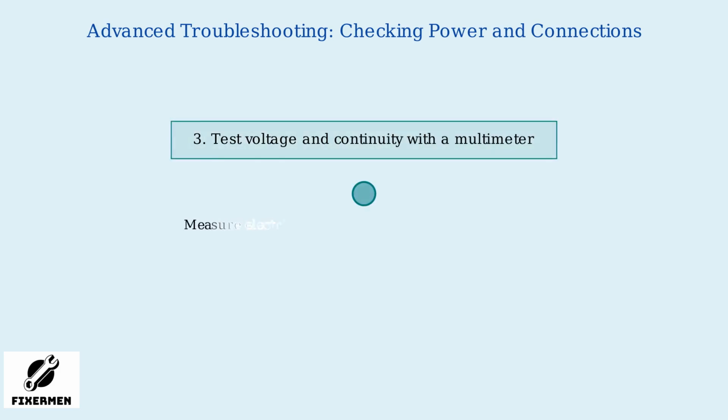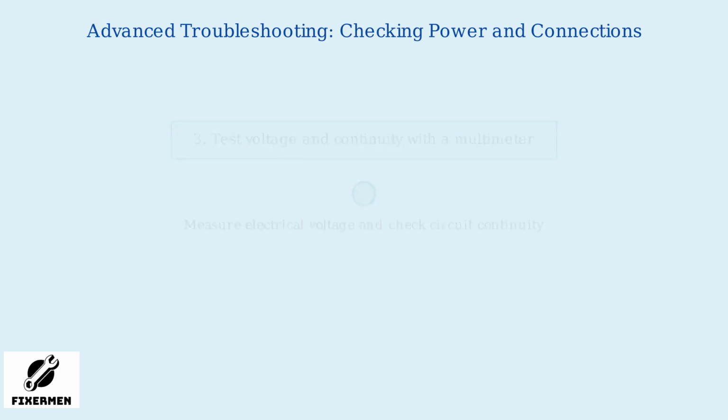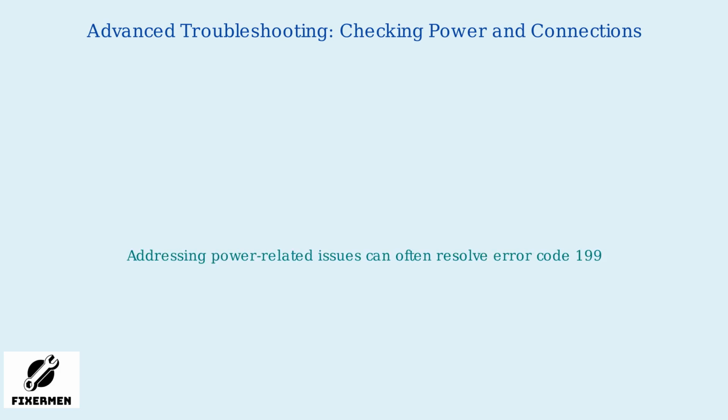Finally, use a multimeter to test the voltage levels and check the continuity of the electrical circuit. This can help identify if there are any electrical faults causing the error. By addressing any issues with power supply or connections, you can sometimes successfully resolve the error code 199 without needing to replace the control board.